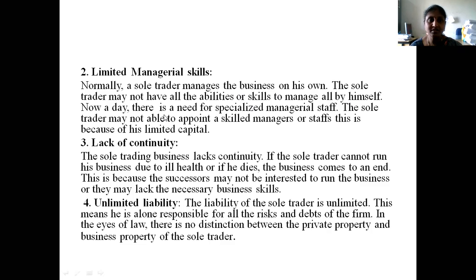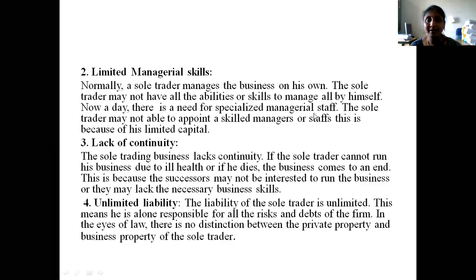So nowadays there is a need for specialized managerial staff. So for improving that business, whatever nowadays organizations are doing, they are recruiting some type of managerial staff. Okay, the sole trader may not be able to appoint a skilled manager or staff. This is because of the limited capital. ఒక స్కిల్డ్ మేనేజరల్ స్టాఫ్ ని పెట్టుకోవాలంటే అతనికి ఇచ్చే సాలరీస్ కూడా హైగా ఇవ్వాలి. ఓకేనా, అంత ఎక్కువ సాలరీస్ ఇచ్చి వాళ్ళని మెయింటైన్ చేసుకోవాలి అంటే తను రన్ చేసే స్మాల్ బిజినెస్ కి అది పాసిబుల్ కాదు అంటున్నాడు.